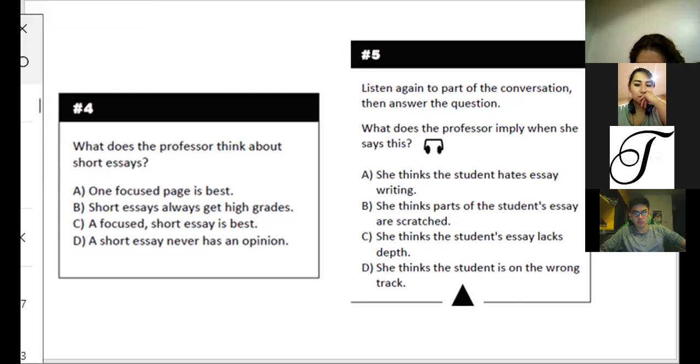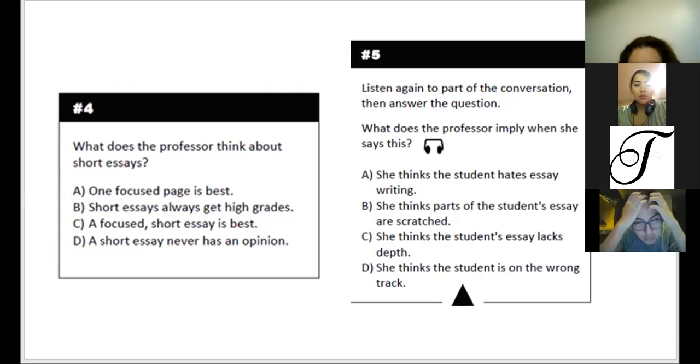Right now, you're just scratching the surface. With that expression, what does she imply? A, she thinks the student hates essay writing. B, she thinks parts of the student's essay are scratched. C, she thinks the student's essay lacks depth. Or D, she thinks the student is on the wrong track. What do you think?